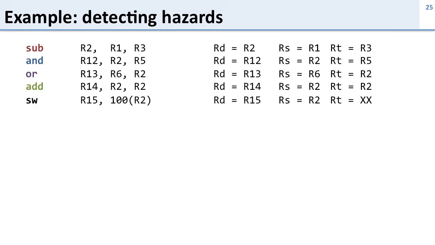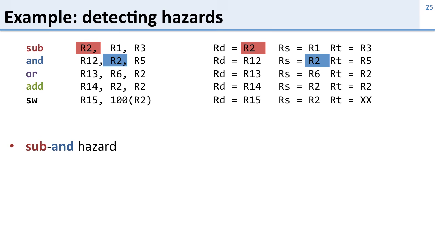So now let's take a look at some examples. We're going to give an example of how you detect hazards. Here we have a bunch of instructions, and we see the first instruction has its destination of R2. That is, it's going to write its results into R2. Let's take a look and see if there's a hazard between the subtract and the AND. The subtract has its destination of R2, and the AND has a source of R2.